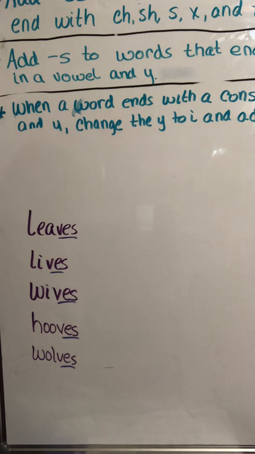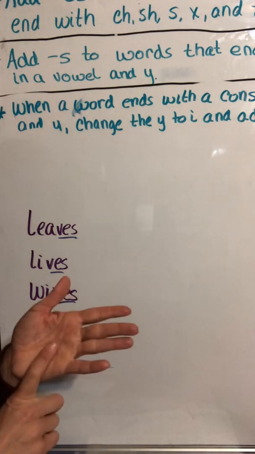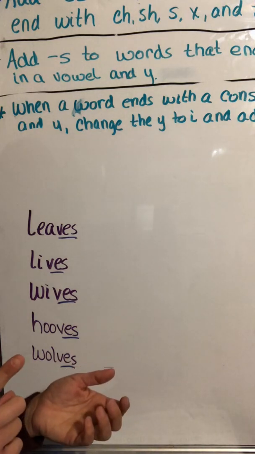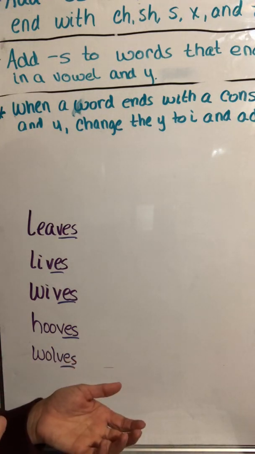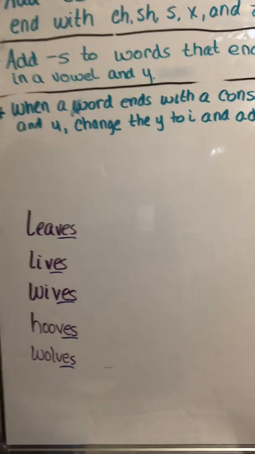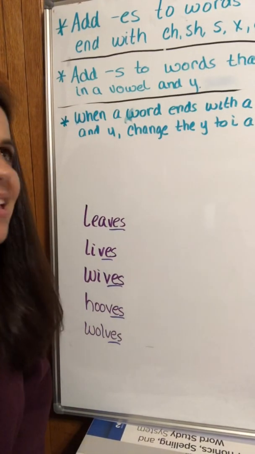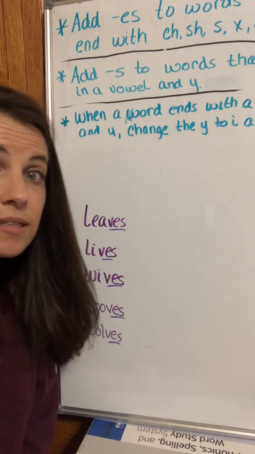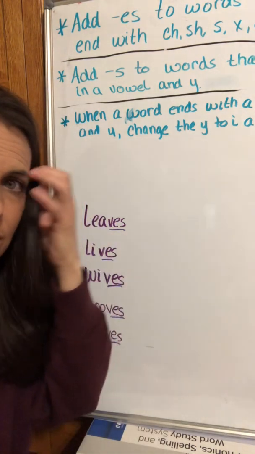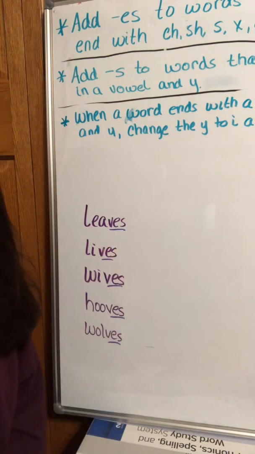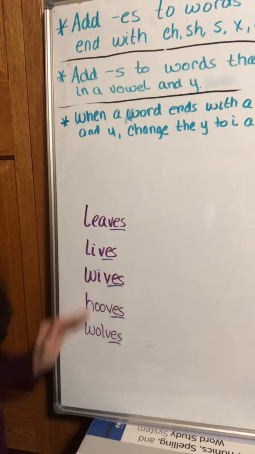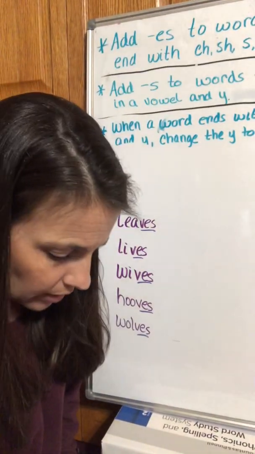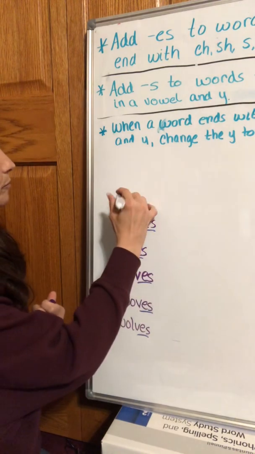How many syllables are in these words? Let's count. Leaves, 1. Lives, 1. Wives, 1. Hooves, 1. Wolves, 1. Well, that's great. Now we know that in some words, ES doesn't always add an extra syllable. Sometimes it does and sometimes it doesn't. So we can't just assume it's 2 syllables because it has that ES at the end. Is this the singular or plural? You should know. Yeah, it's plural. So we're going to write plural above it.